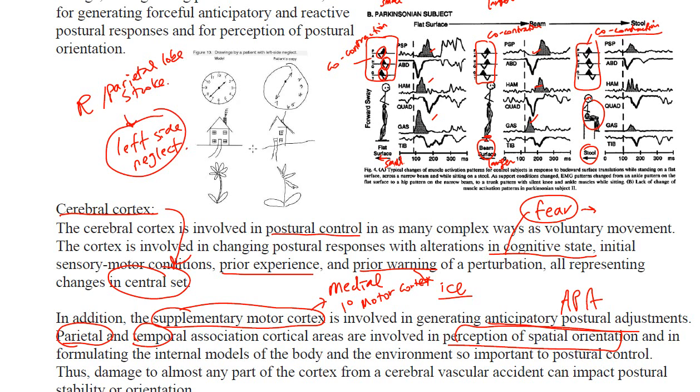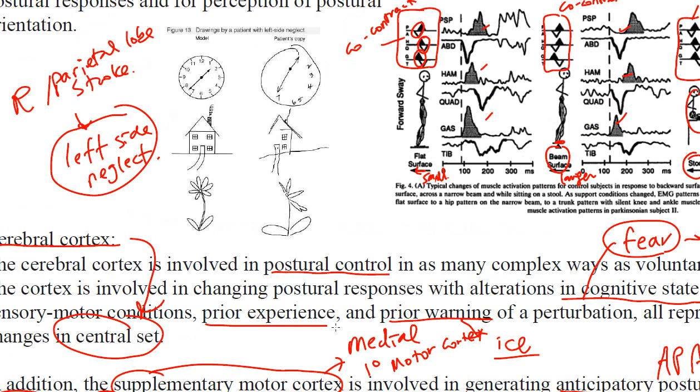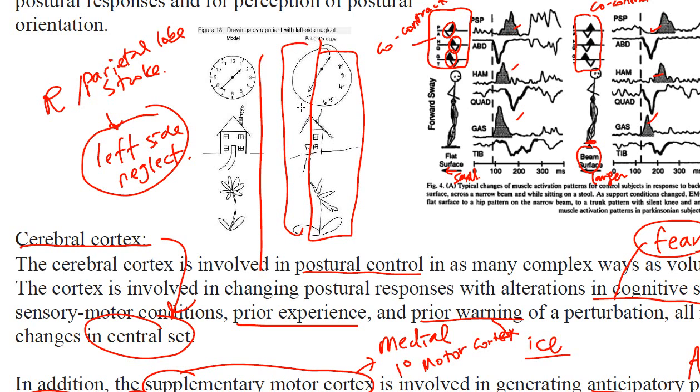And this is a patient who suffers from a right parietal lobe stroke. So this is the template they have to replicate, and they only replicated using this template the right side, and they're neglecting the left side. So in their world, the left side doesn't exist.